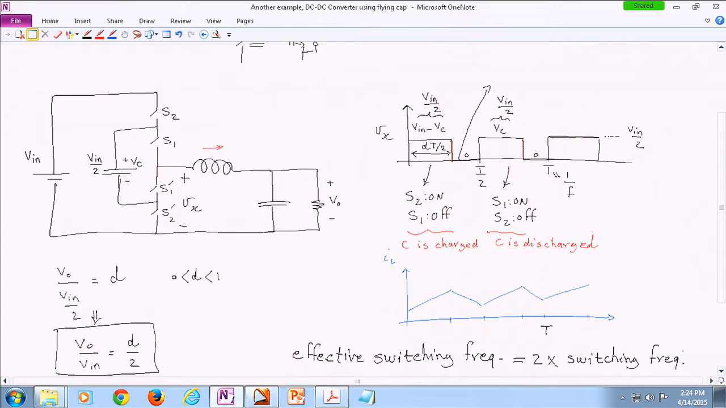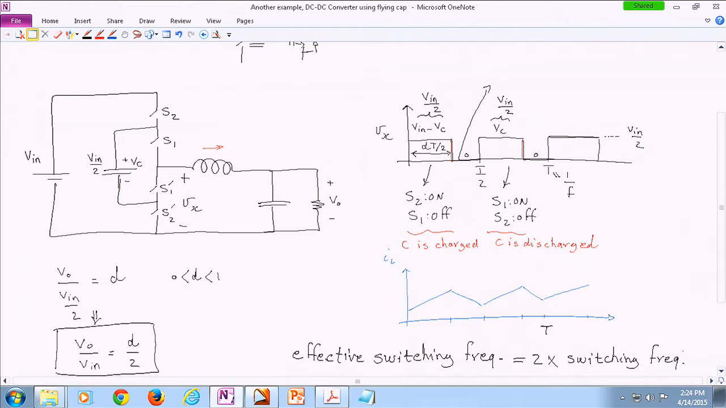So the inductor is small to begin with, then you can expose it to Vin, which is twice as much as the effective value of the buck converter, so your ramp value is going to be really, really large. There are so many good things about this topology.